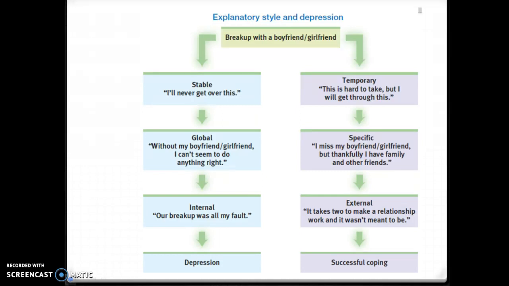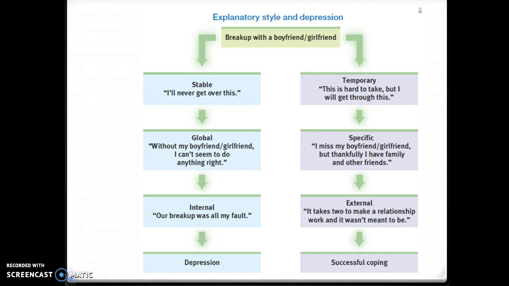So same situation, how do they see it? If it is seen as global, without my boyfriend or girlfriend, I can't seem to do anything right, or is it specific? I miss my boyfriend or girlfriend, but thankfully I have family and other friends. Is it internal or external? Internal, the breakup was all my fault. External, it takes two to make a relationship work and it wasn't meant to be.